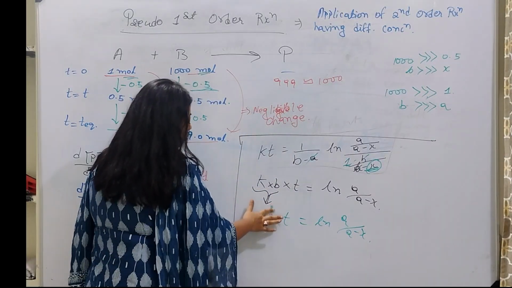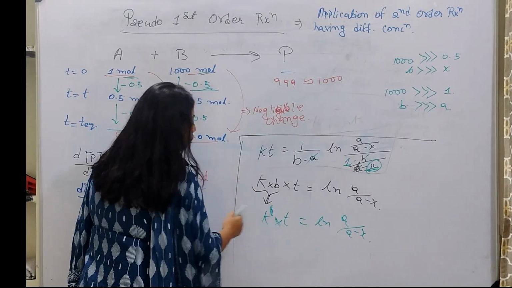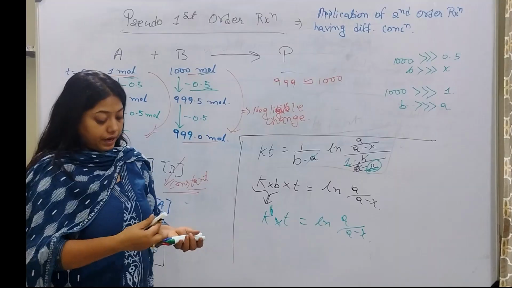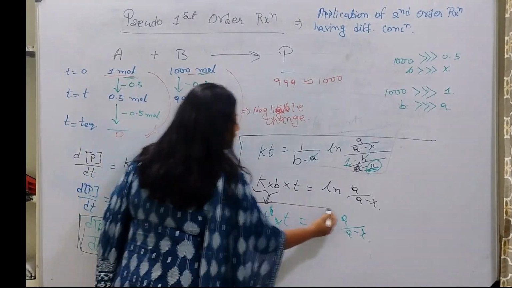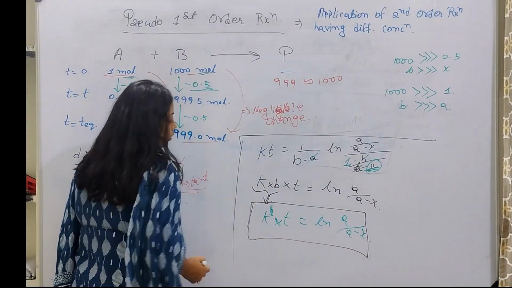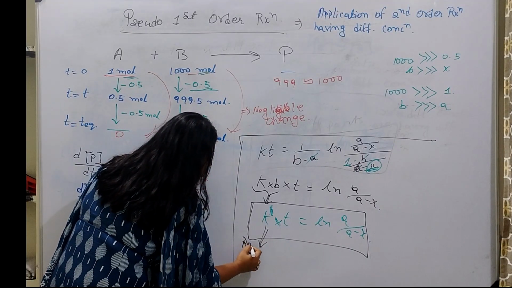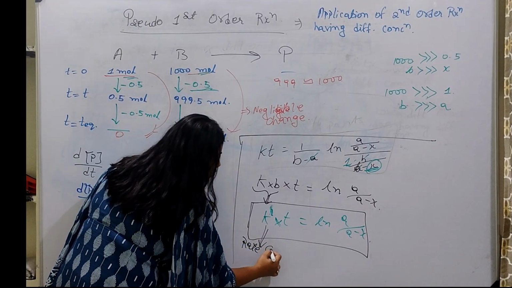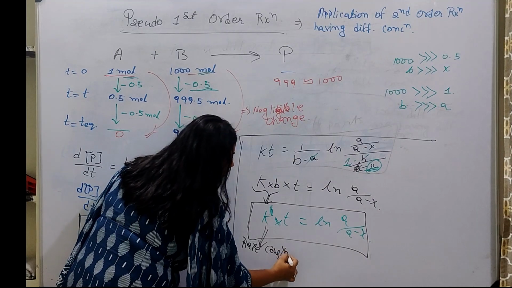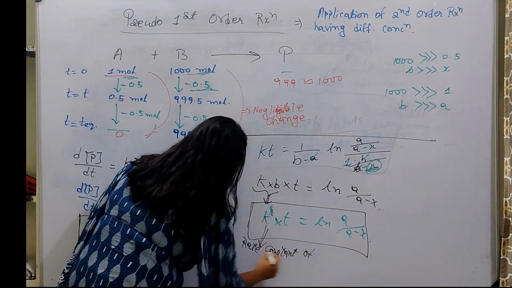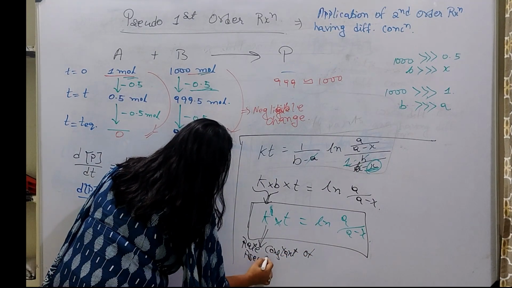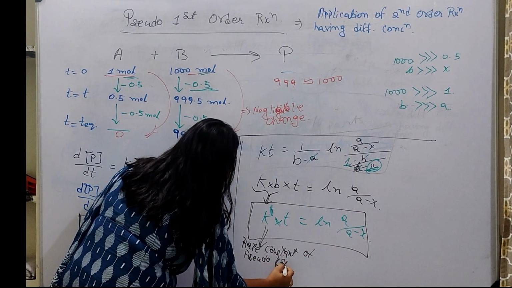Okay, so this is our new formula of the pseudo first order reaction. So we can apply this formula, where this K dash is the rate constant of the pseudo first order reaction. Let's simply write it. Rate constant of pseudo first order.